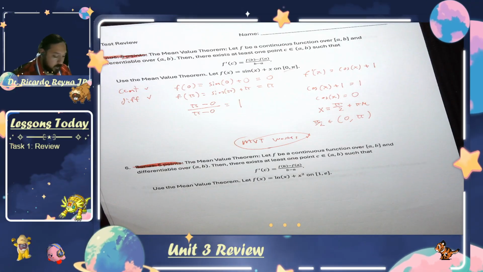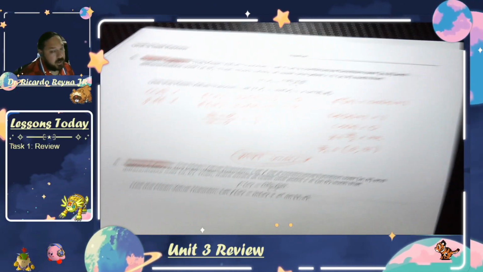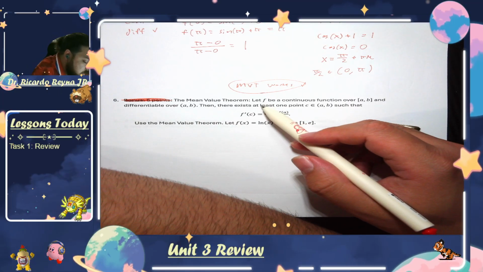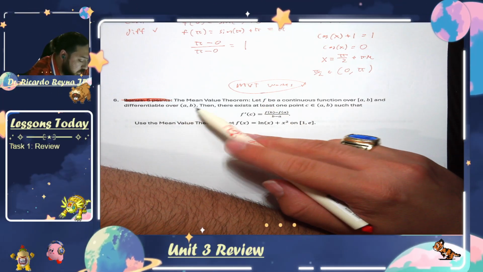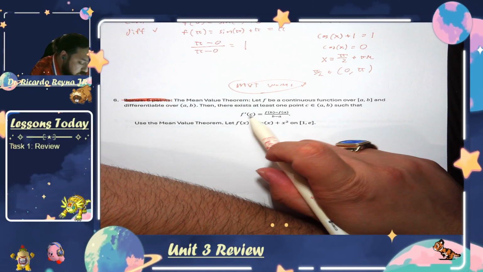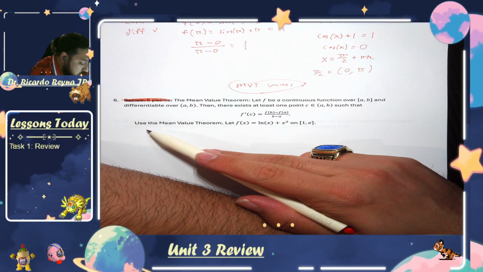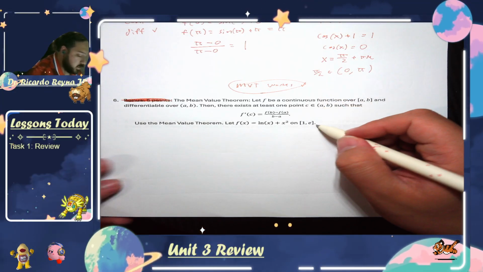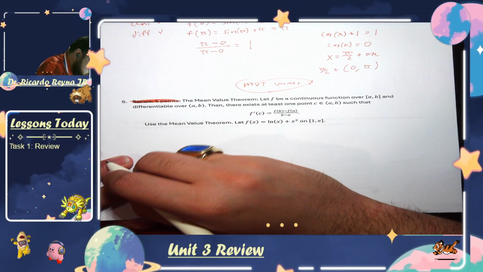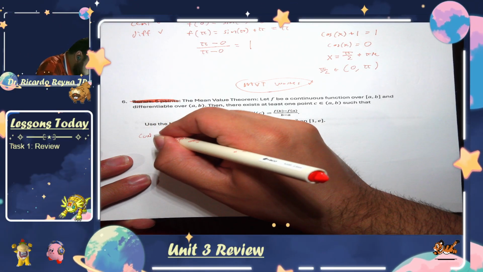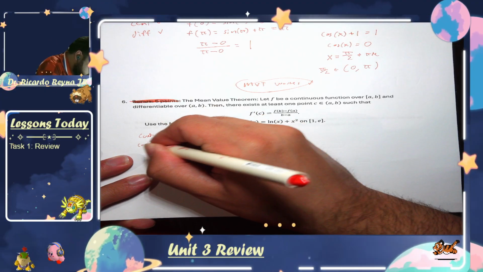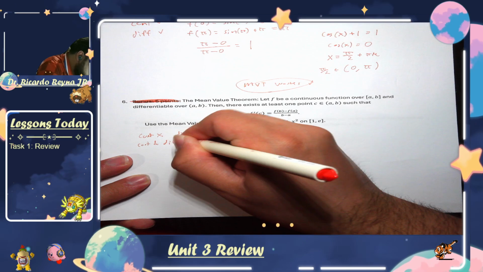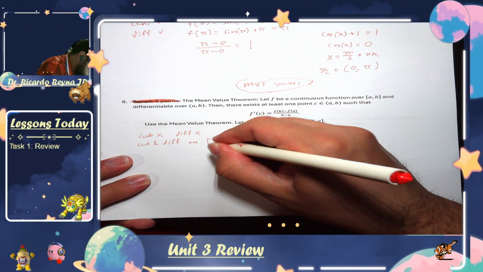Okay, that's pretty much it for that one. Now we're going to do the thing like with the last review where we do another version of these. Let's do number 6. The mean value theorem. Let f be a continuous function and differentiable over a to b, then there exists at least one point c such that f prime of c is equal to this rate of change. Use the mean value theorem, let f of x be ln of x plus x squared on 1 to e. Okay. So we know that here it's not continuous everywhere, and it's also not differentiable everywhere, but it's continuous and differentiable on this interval 1 to e.